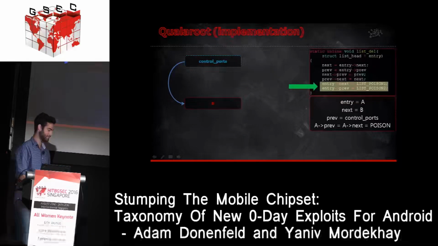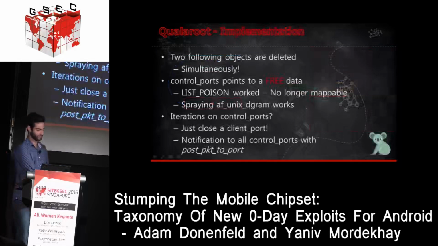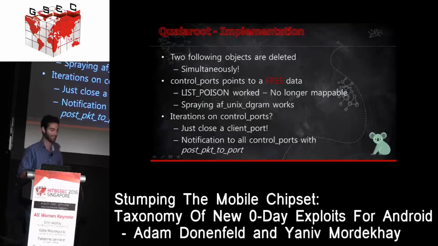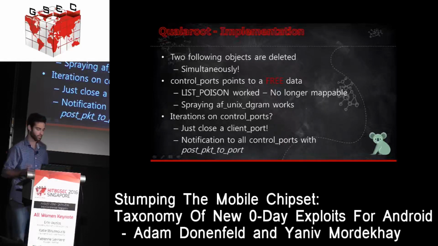And we get something interesting here. So the control ports list now points to a free reclaimable data. There are a lot of ways to spray the kernel heap. We chose Unix diagram, and we managed to reclaim it. We managed to fake this object.